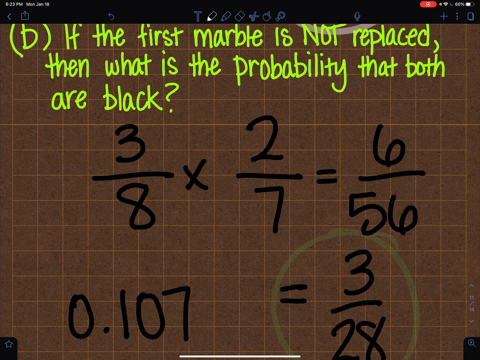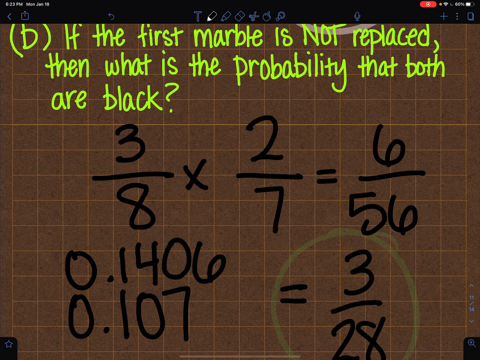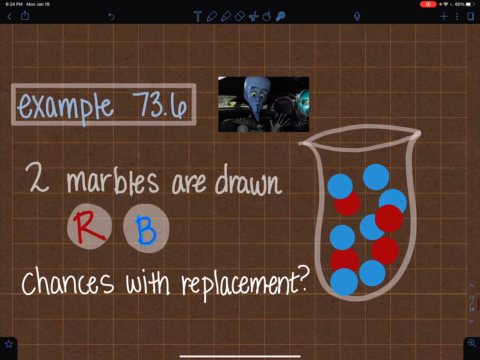So 9 divided by 64 is equal to 0.14. So you do have a better chance of pulling out 2 marbles because this one's higher if you replace the black marble, and that makes sense because there's more black marbles to choose from. Okay, cool.